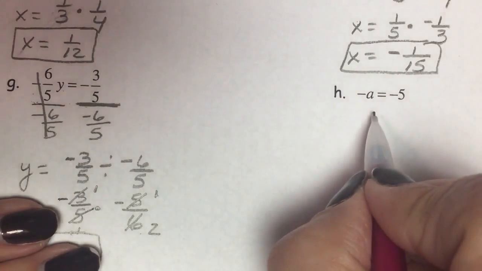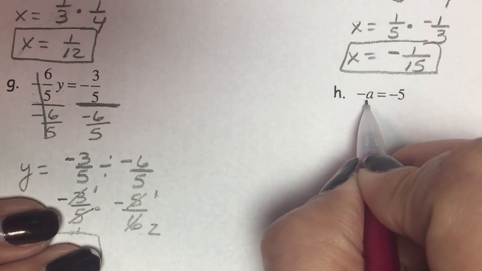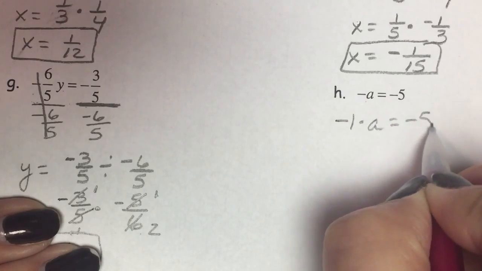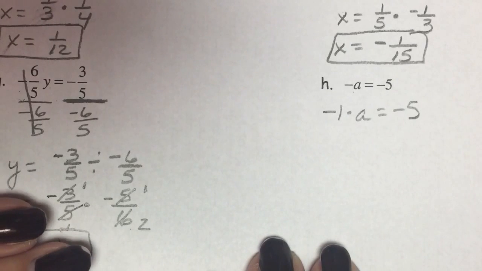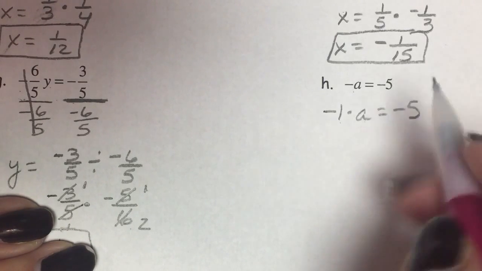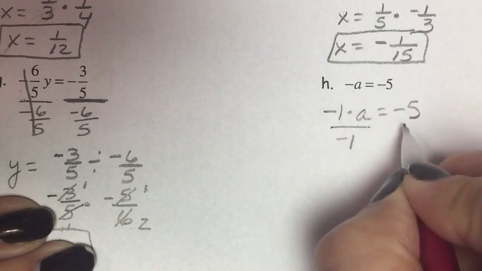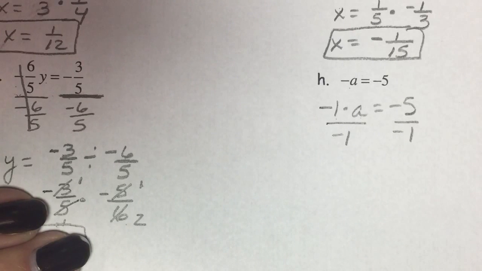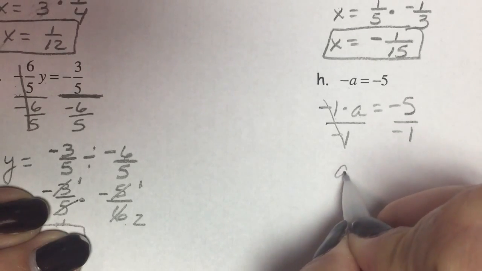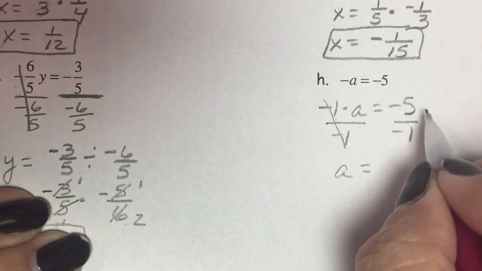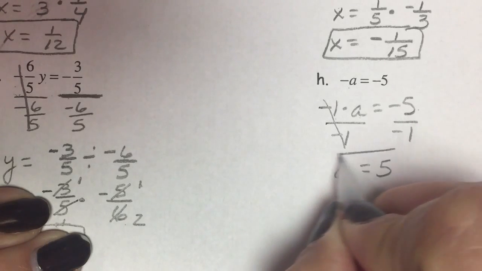And finally, over here, for this one, I want you to remember that really this means that there's a negative 1 in front of that A. So let's write it that way. So what's happening here? Well, my A is being multiplied by negative 1, so I'm going to divide both sides of my equal sign by negative 1. These will cancel. A is equal to, and a negative divided by negative is positive. 5 divided by 1 is 5.